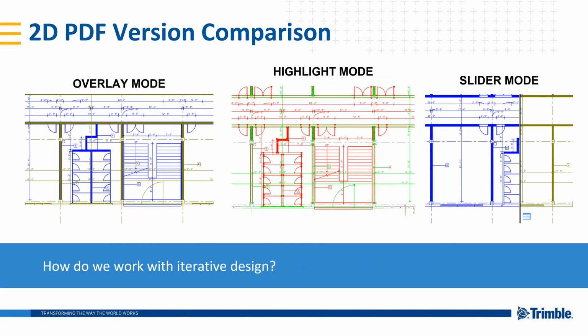We'll also jump into 2D comparison. We all know that 2D documents are still a very important part of the business, and no matter what we do, we can't get away from them. And we give you a way to compare, highlight. We can also use a slider mode, basically what we call a virtual slip sheet, so you can look back and forth between two iterations of the same design.